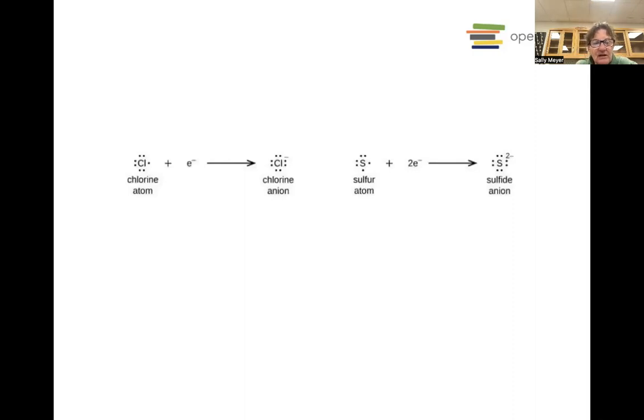Anions are the same way. Chlorine starts out with 7 valence electrons, picks up 1 to give it 8 as an anion, and sulfur picks up 2 because it starts out with 6. And when it picks up 2, it has 8 as a 2- anion.